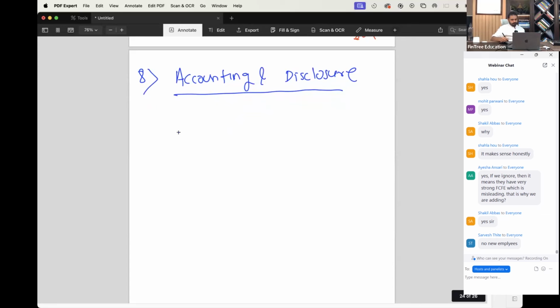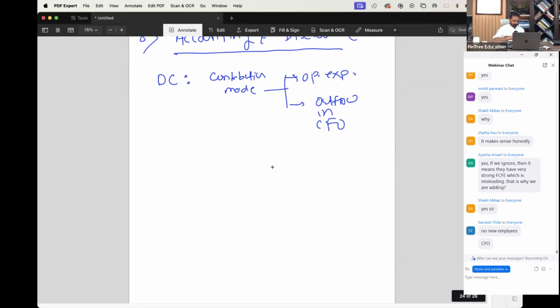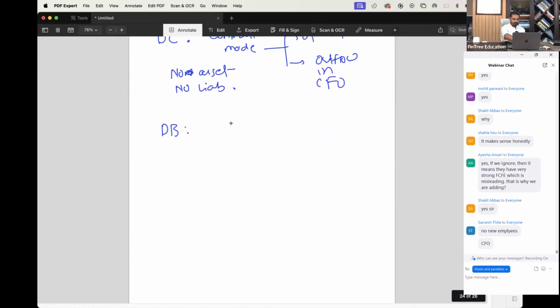Defined contribution plan accounting is very simple. What is the accounting? All the contribution made is shown as an operating expense, and it is an outflow in CFO. Finish, end of the story, nothing there. Defined benefit plan accounting is tough. By the way, defined contribution plan, you know that, right? I'm not repeating stuff that's obvious. There is no asset and no liability recognized. You just show employee compensation expense, end of the story.